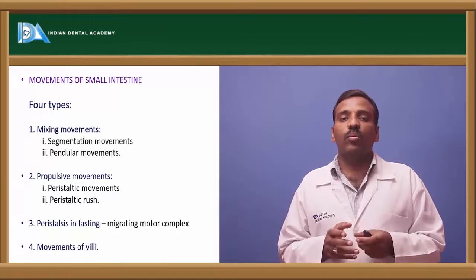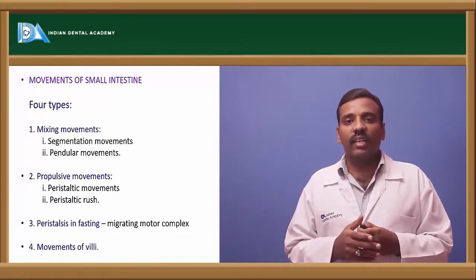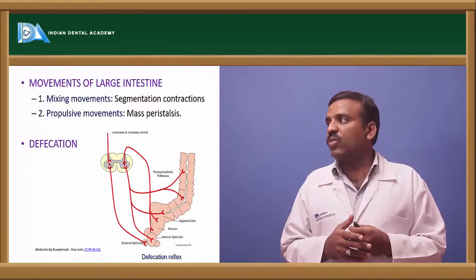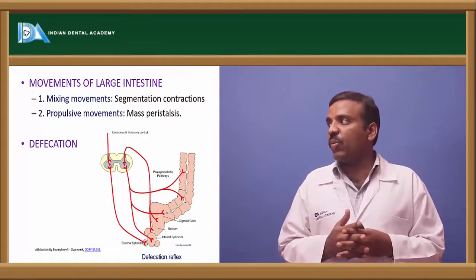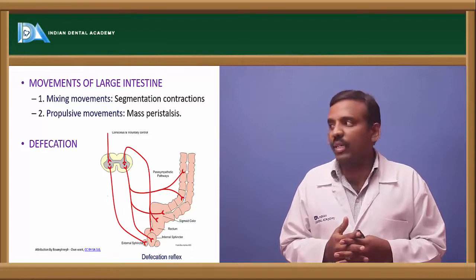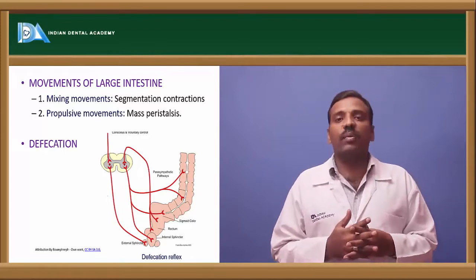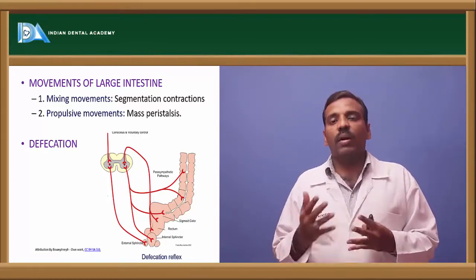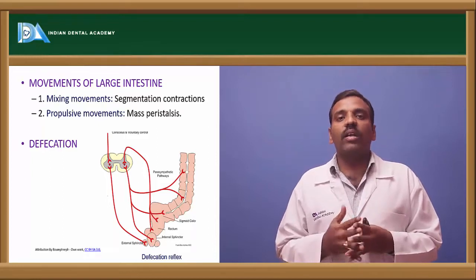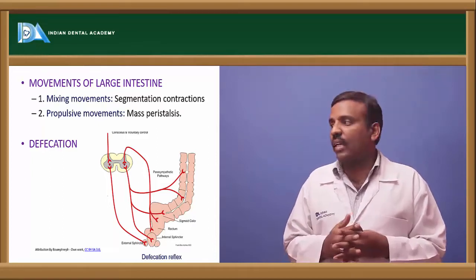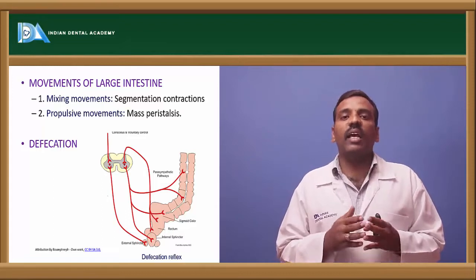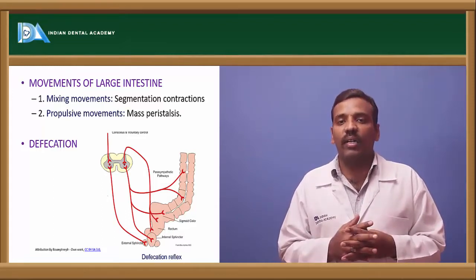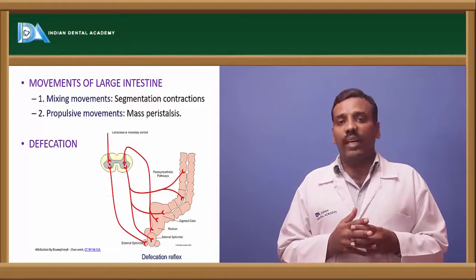Okay, so by the movements of villi there is a succus entericus secretion. And next one is movements of the large intestine. In this, the mixing movements by the segmentation contractions, and the propulsive movements by the mass peristaltic movements. By this mass peristaltic movement, the fecal matter is excreted outside, and the defecation. Defecation is nothing but the excretion of the fecal matter.